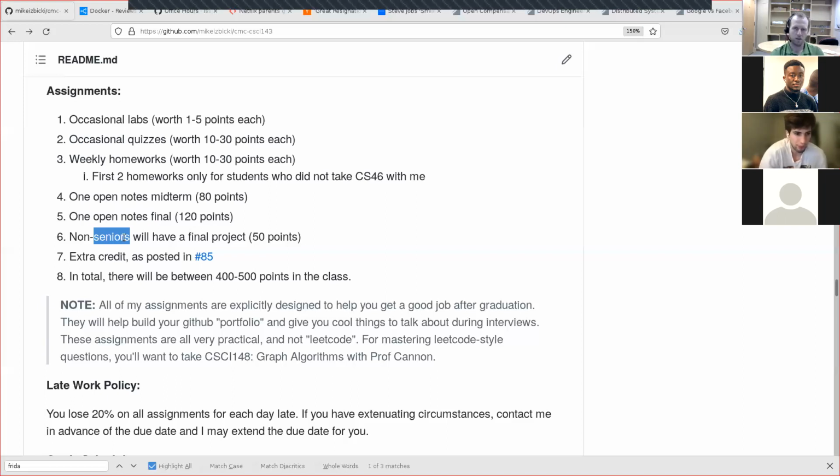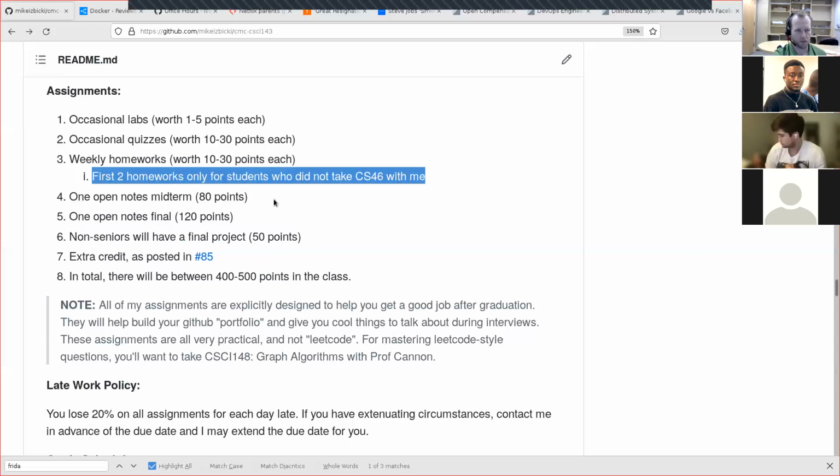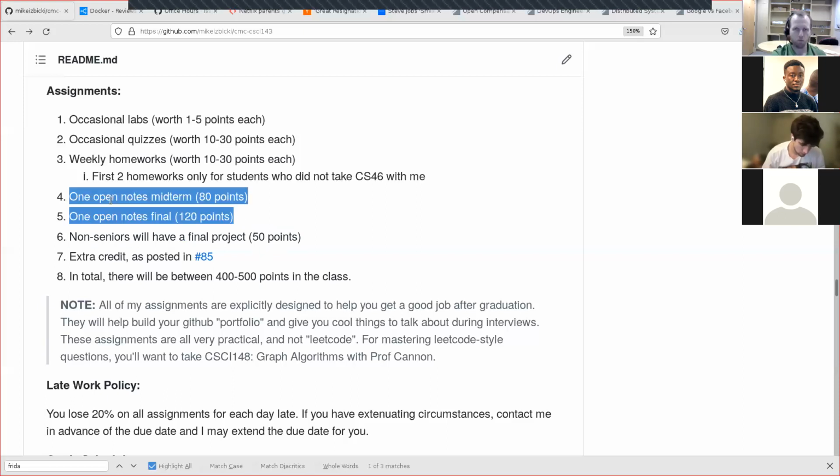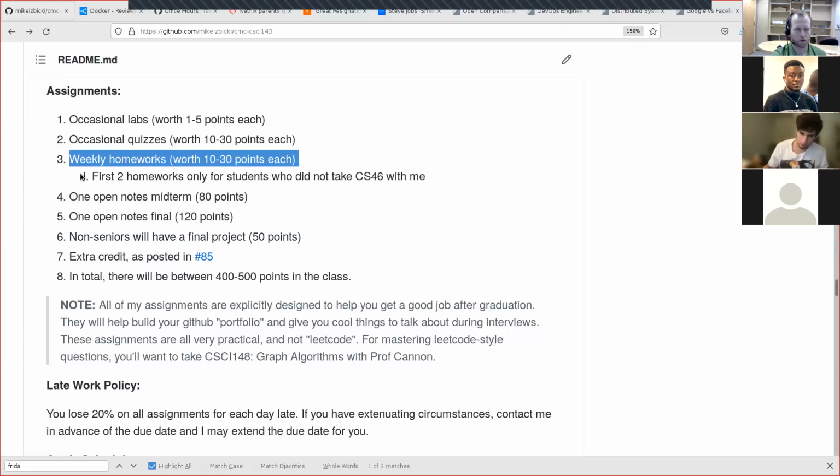And then for seniors, since this is a second semester course, your grades are due earlier, so you will not have to complete a final project, but everybody who's not a senior will have to complete a final project. And so in total, there's going to be between 400 and 500 points, depending on which assignments you have to or don't have to complete. Your exams will be roughly 30 to 40% of your grade, and homeworks another 30 to 40% of your grade, and then the quizzes maybe like 10% of your grade.